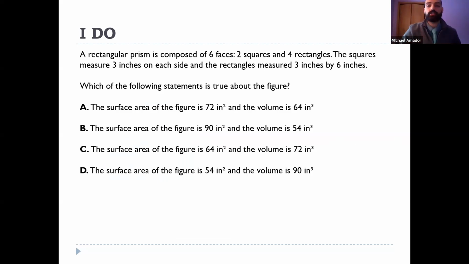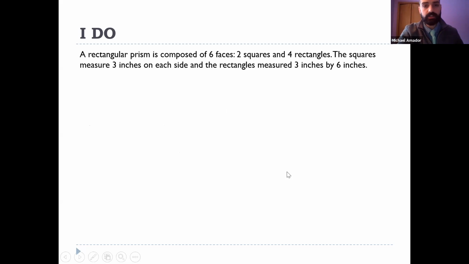Let's practice this gesture. We're all going to put up a fist. 1 for A, 2 for B, 3 for C, and 4 for D. Fists up. Everyone show your answer. Got lots of 2s. Great. 2 is B. All right. Let's move into the we do.